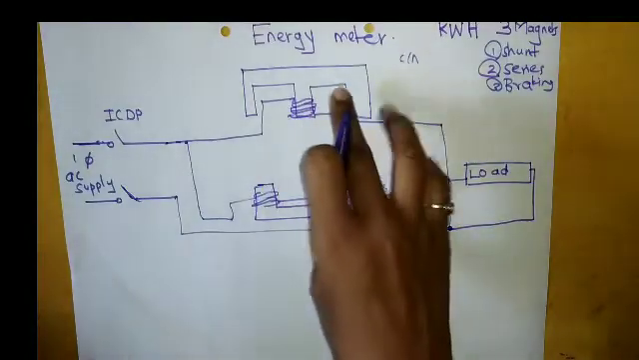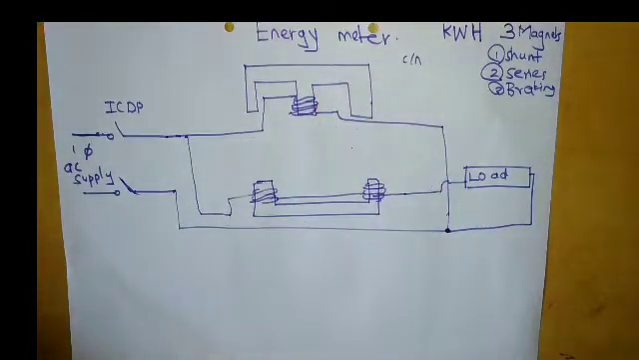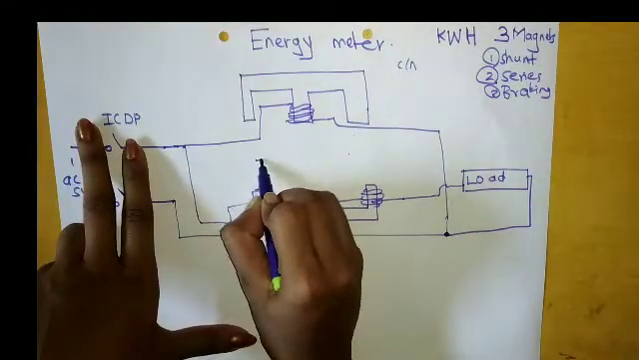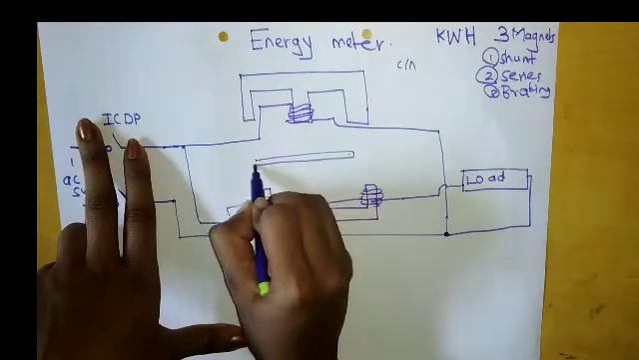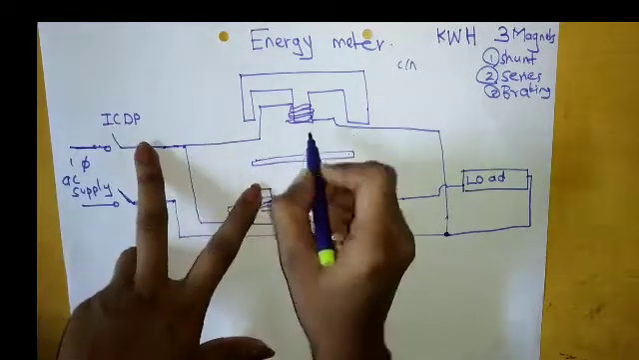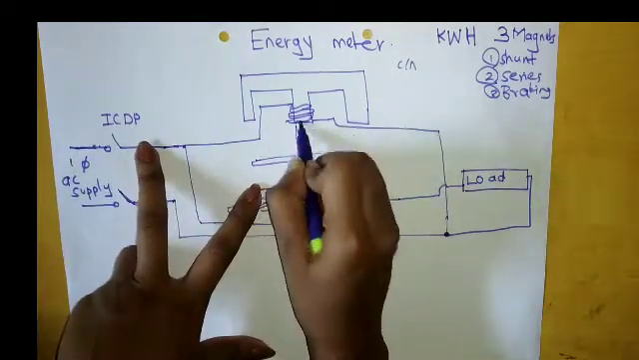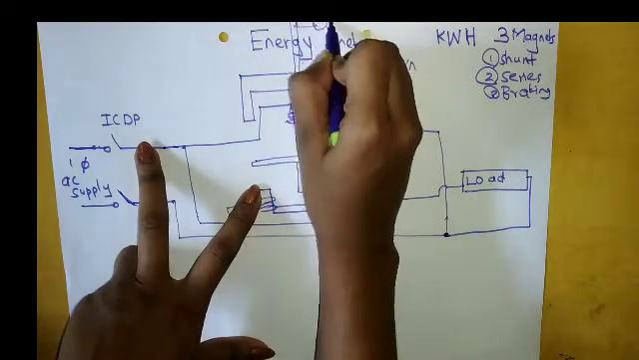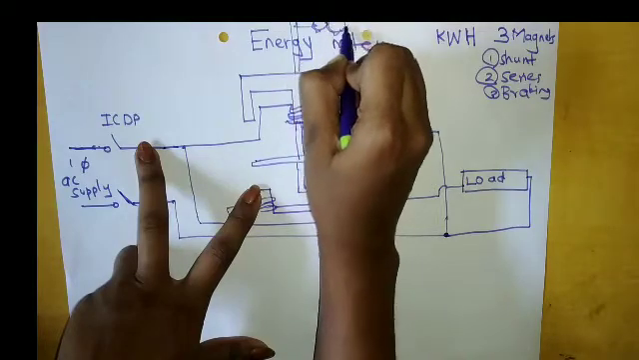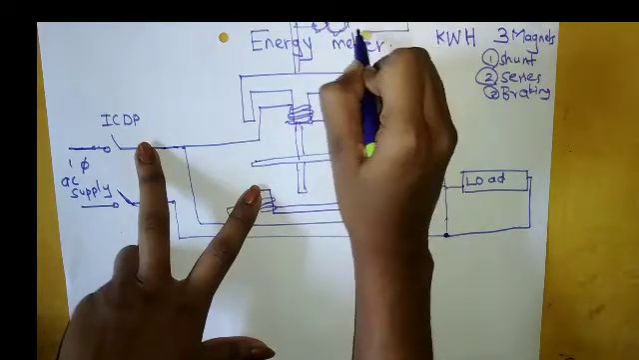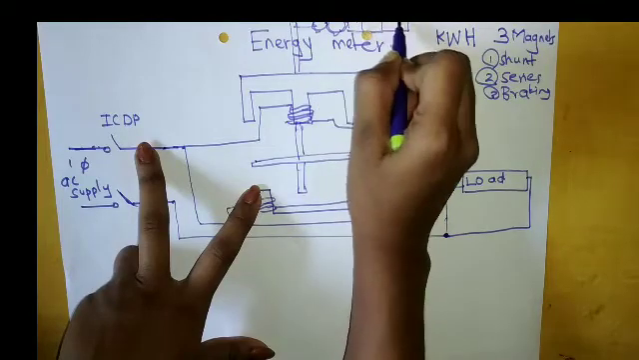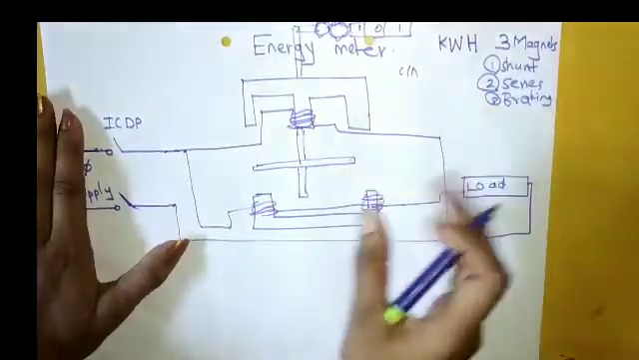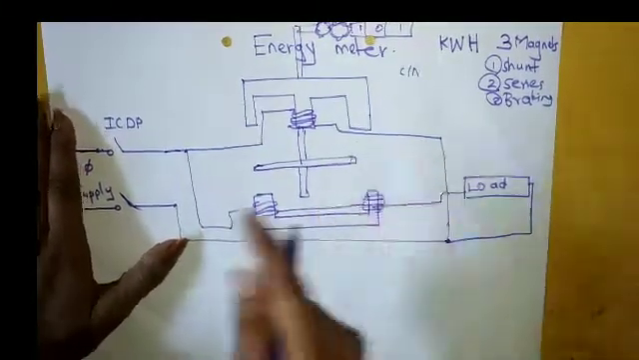So this is the basic construction. Moving further, here I will place the aluminium disc. This is my aluminium disc. This is my spindle, and here I have the gear mechanism, or the number display, whatever the number may be. Now what is happening here?